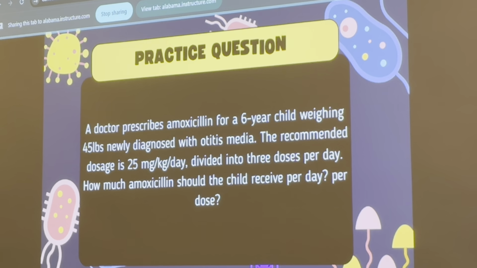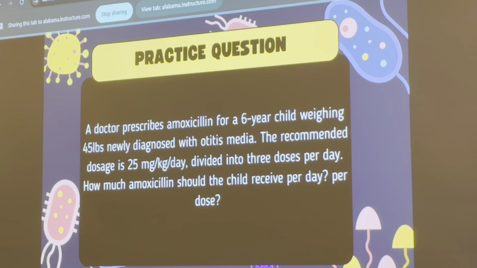Another question. Doctor prescribes amoxicillin for a 6-year-old child weighing 45 pounds, newly diagnosed with otitis media. The recommended dosage is 25 milligrams per kilogram per day, divided into 3 doses per day. How much amoxicillin should a child receive per day? And then we also have per dose.